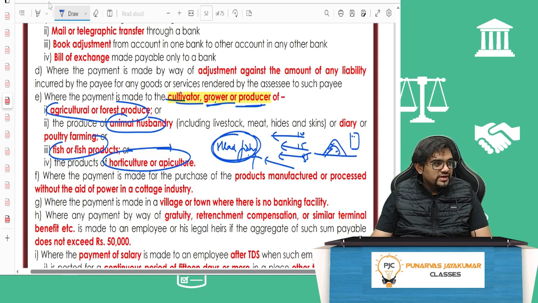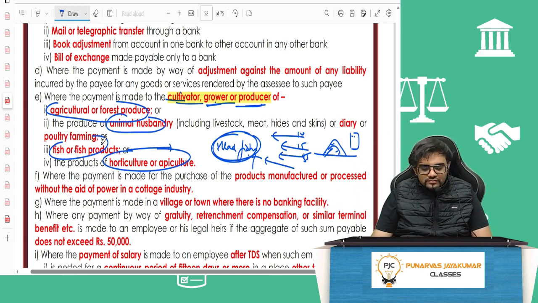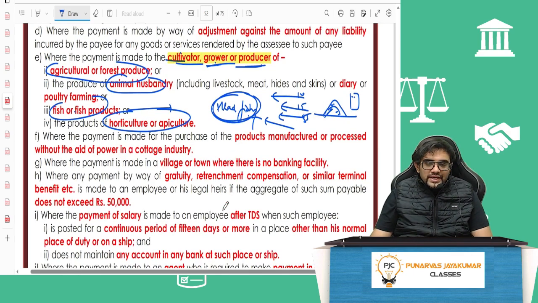Octopus, whatever you want to take. Products of horticulture, octopus is not there. I'm just kidding, right? So you have your crab, prawn, other things. There are various forms of fish, squid, all these things. The squid game.